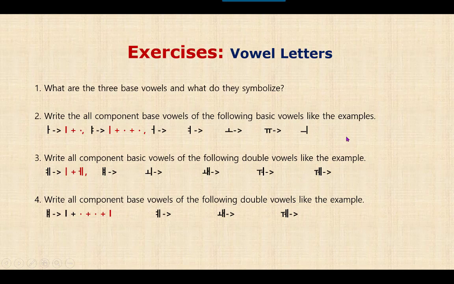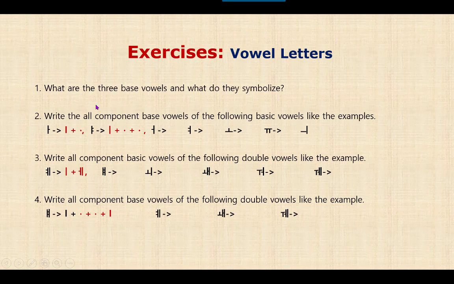I made some exercises for your practice. The first one is, what are the three base vowels and what do they symbolize? You learned it. I explained it at least more than 5 times. Now, you must remember. Dot, horizontal line, vertical line. What do they represent? What's the symbol? The dot means sky, round sky. A flat earth, and a straight human standing on the earth.